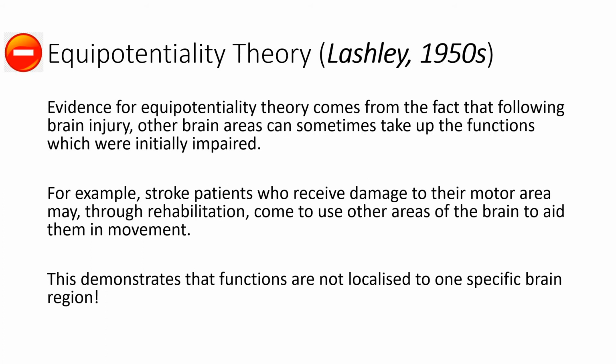So according to equipotentiality theory, following a brain injury, other brain areas can actually sometimes take up the functions which were initially impaired. So for example, if you are a stroke patient and you take damage to your motor areas, what you might then find is that you have difficulty moving, but through rehabilitation you might find that actually other brain areas besides the motor areas which were damaged start to pick up the slack. So even though those brain areas wouldn't have been involved with movement before, they are now involved with movement because the area which had been used has become too damaged. This demonstrates that actually functions are not localized to one specific brain region, because if that was true, then we wouldn't be able to have a different part of the brain take over that same function.